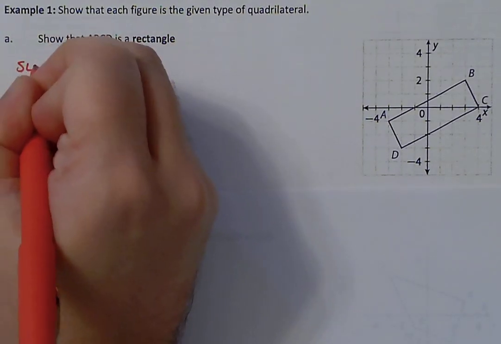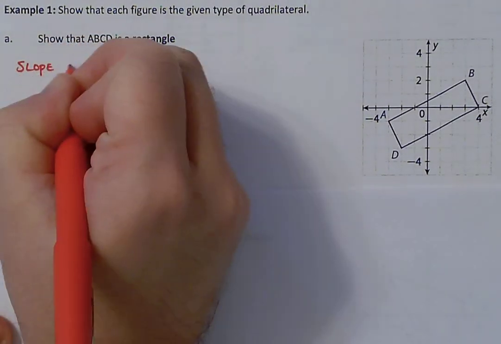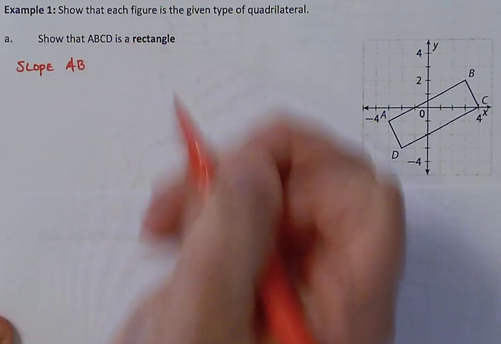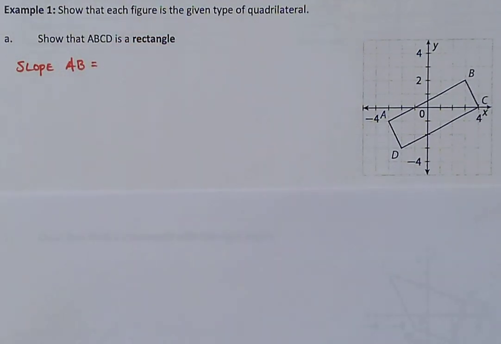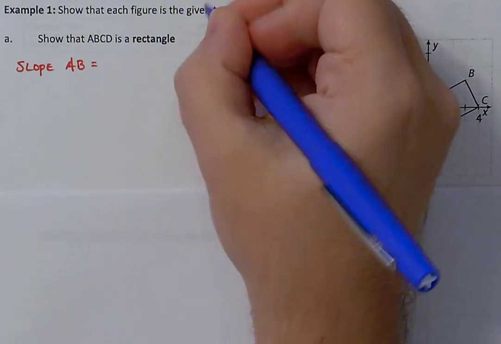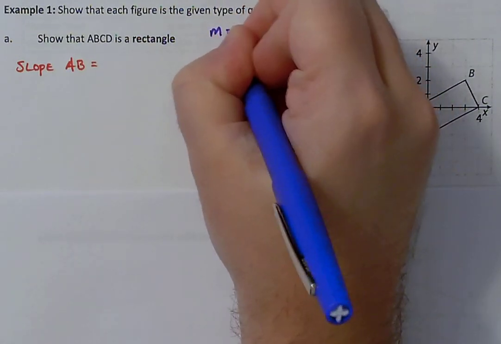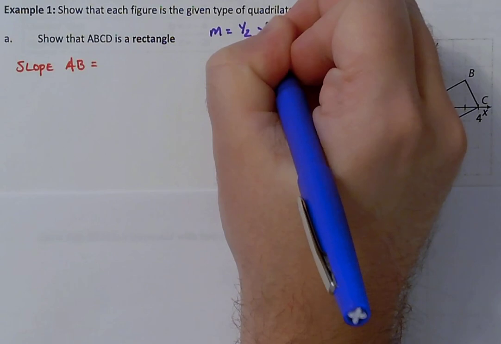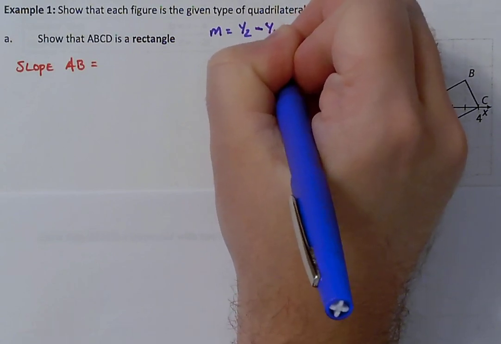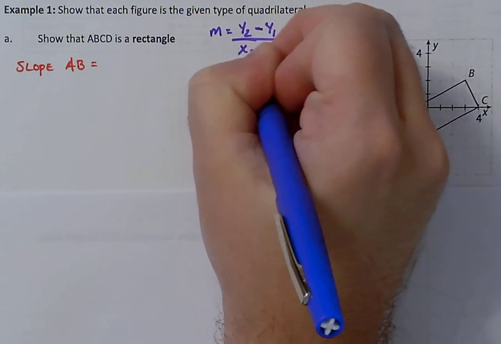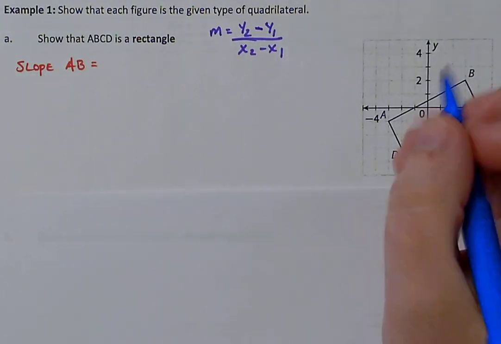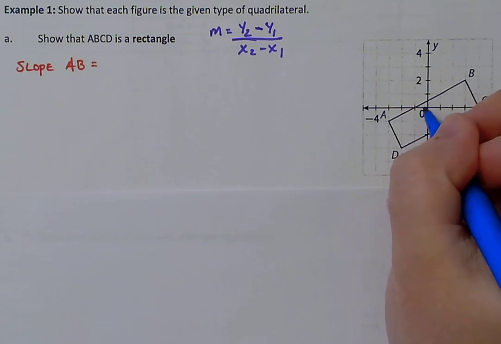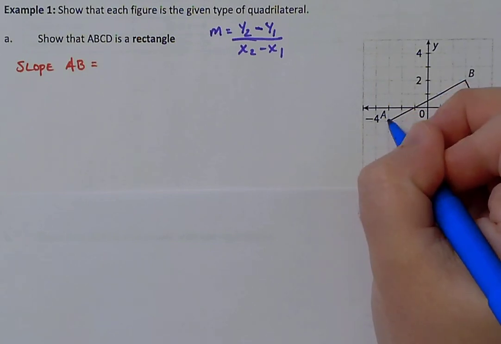So slope of AB. Now to find the slope of AB using the slope formula, again, we're going to use y2 minus y1 over x2 minus x1. The point A is going to be at -3, comma -1.